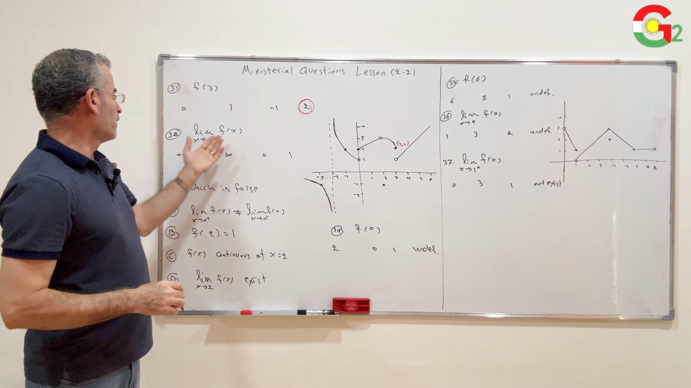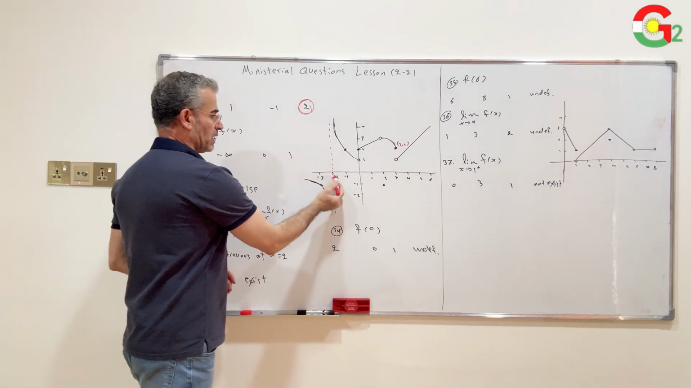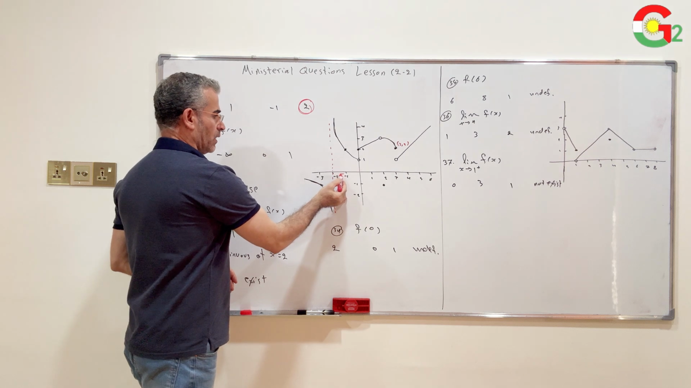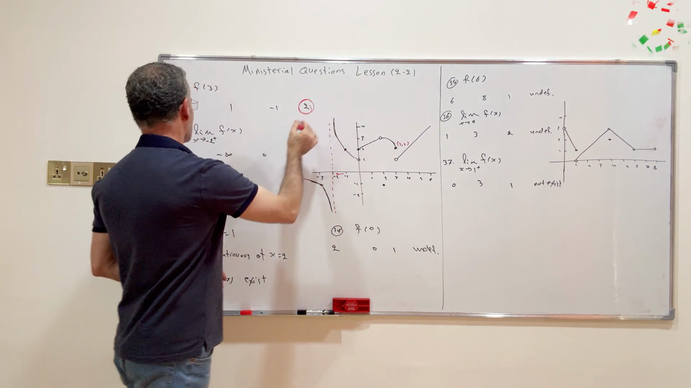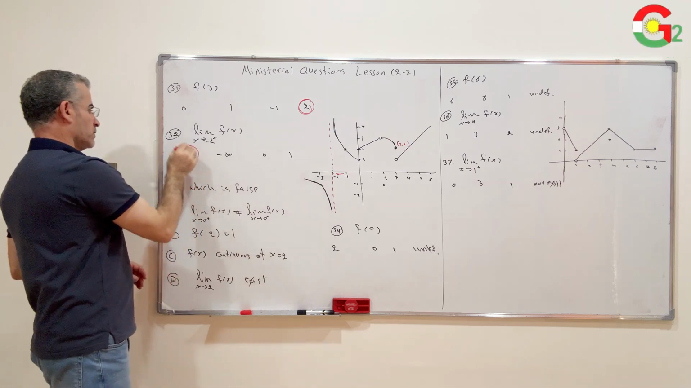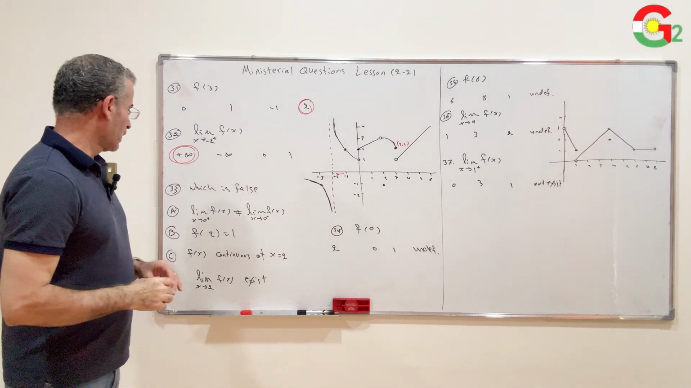32. Limit f of x when x approaches negative 2 from right. This is negative 2. This is the right of negative 2. As you see, the function goes to positive infinity. Choice A. Question number 33.